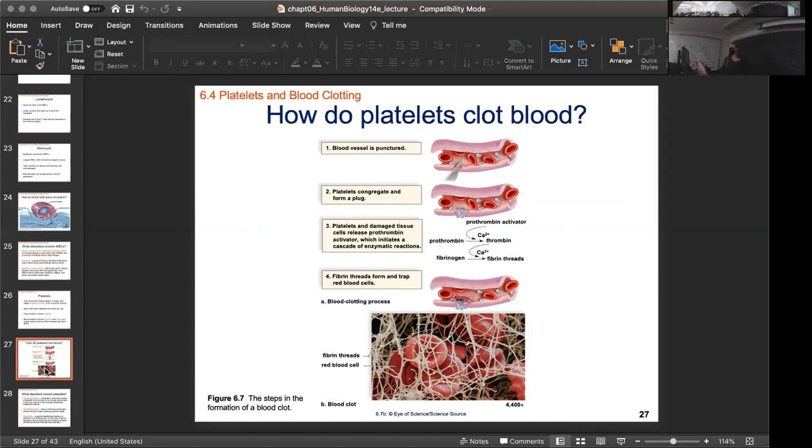They use those proteins that we talked about here, and platelets in the damaged tissue cells release those proteins, and then the fibrin threads form and trap the red blood cells. I also think of the game Red Rover, if you ever played that in PE, where you all hold hands and you try to not let your friend run through the two hands.